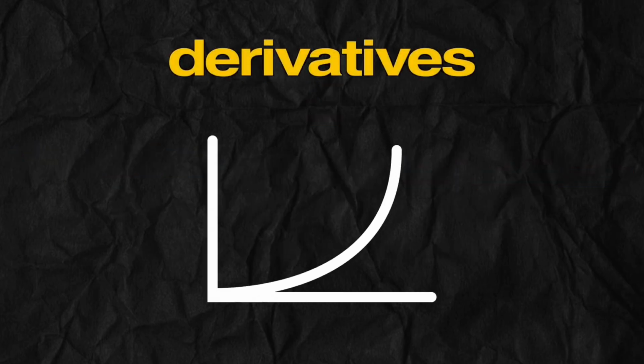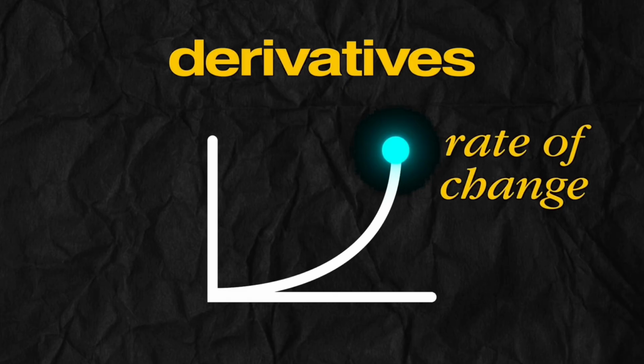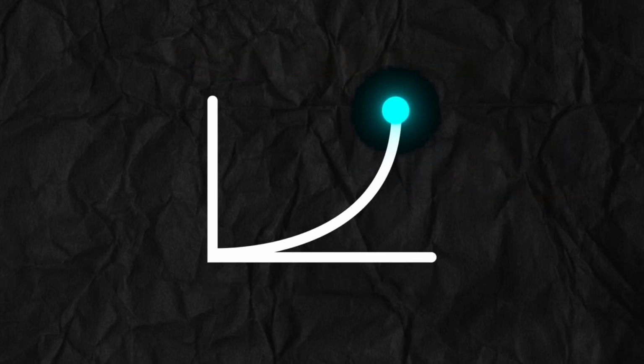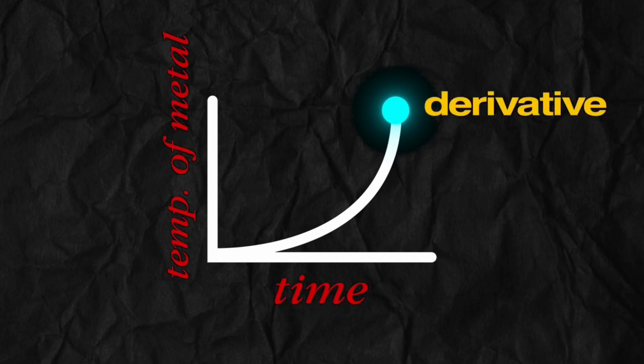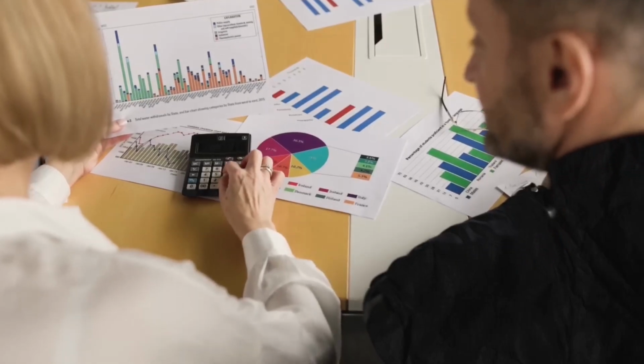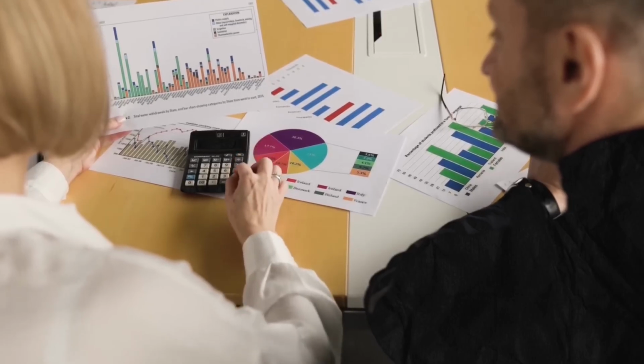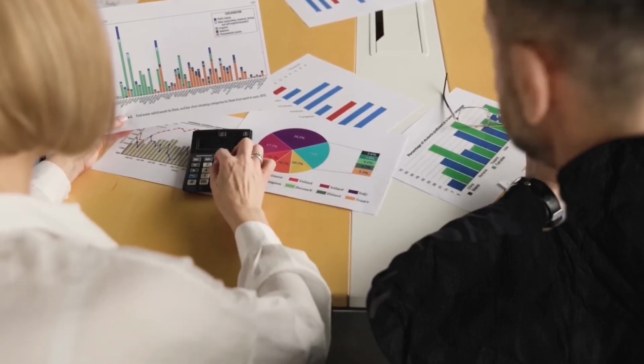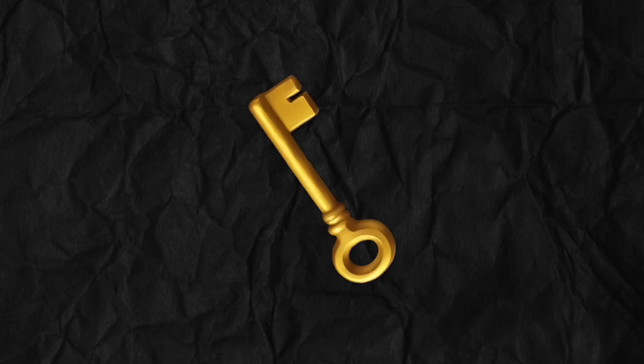A derivative tells you the rate of change at a specific point on a function. If a curve on a graph shows how the temperature of a piece of metal changes over time, the derivative at any point on that curve tells you exactly how fast the temperature is rising or falling at that exact moment. Engineers use derivatives to find the point where a structure bears maximum stress. Financial analysts use them to find the point where a function is at its peak, which might be the price that maximizes profit. The key point is that a derivative converts a function describing a total quantity into a function describing the rate of change of that quantity.